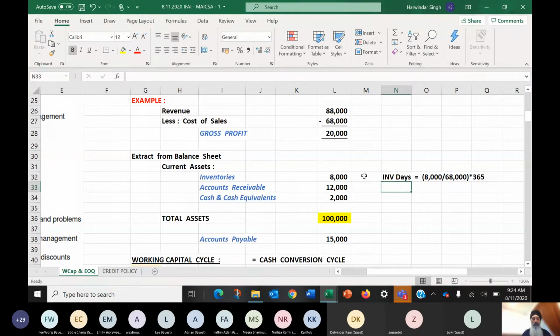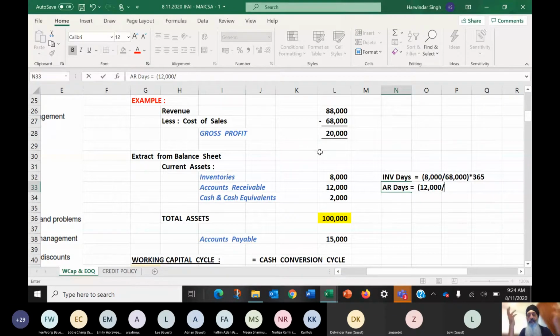Accounts receivable, on the other hand, AR days, we would work out based on 12,000 divided by revenue, always by revenue. Now, inventories, sometimes revenue, sometimes cost of sales. So how do you know which one to use? Well, it depends on how the examiner has given you the question. If they give you cost of sales, use cost of sales. If they only gave you revenue, you can use revenue as well. So accounts receivable days is always revenue, by the way.